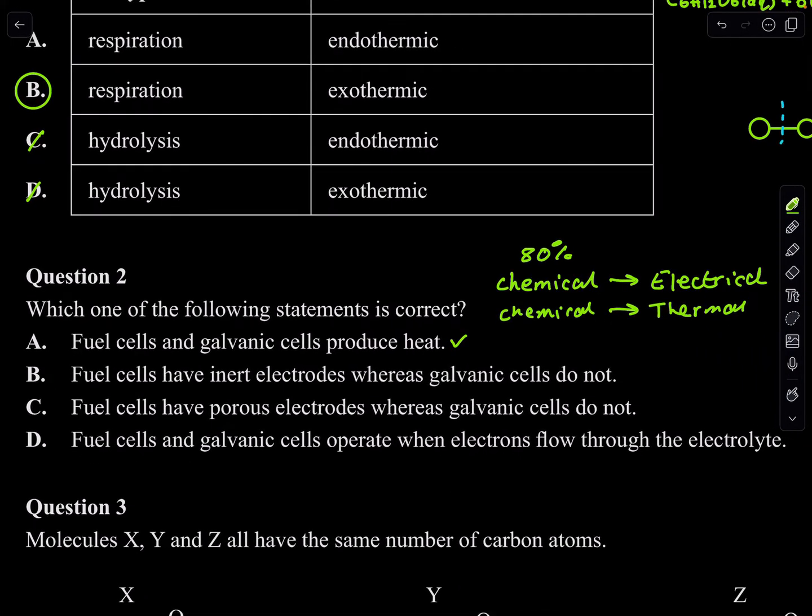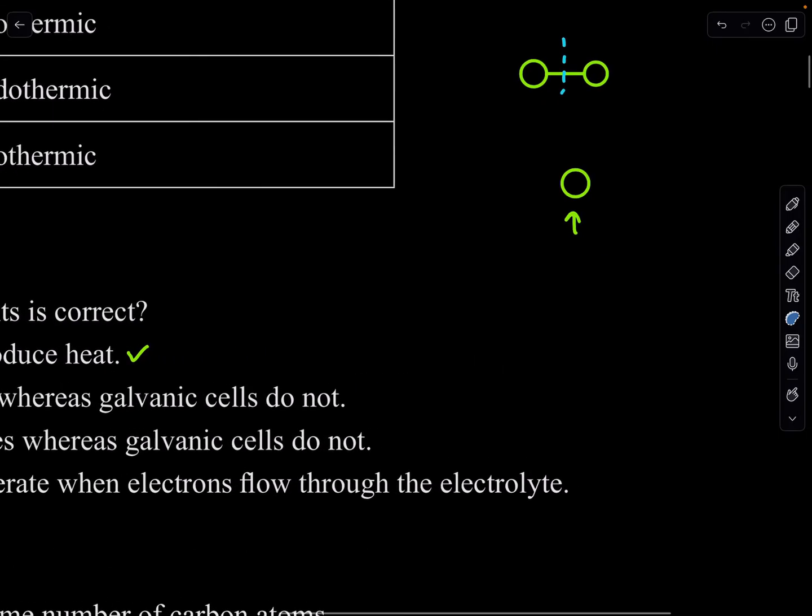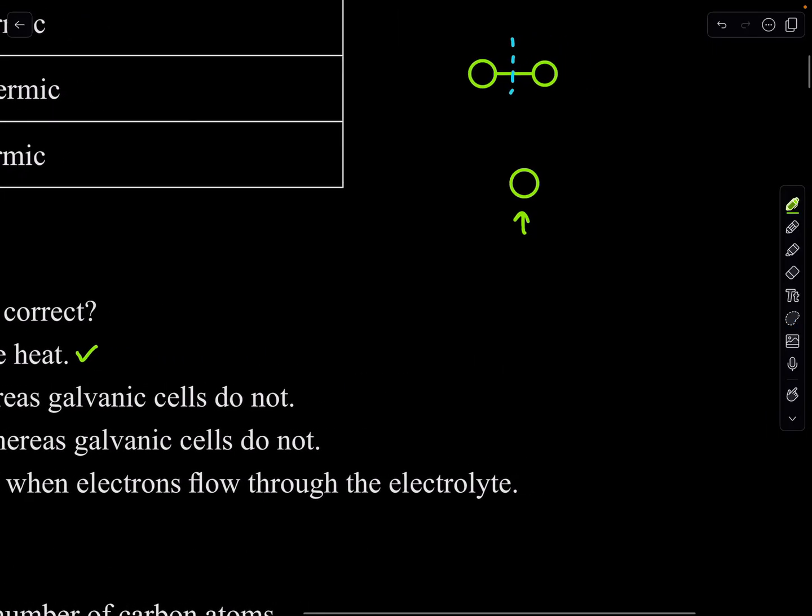Fuel cells have inert electrodes, whereas galvanic cells do not. Rubbish. We've seen galvanic cells have inert electrodes. For example, if you have a gas and you want to react the gas, this is what we do. Say we have a beaker here. Draw a nice beaker.